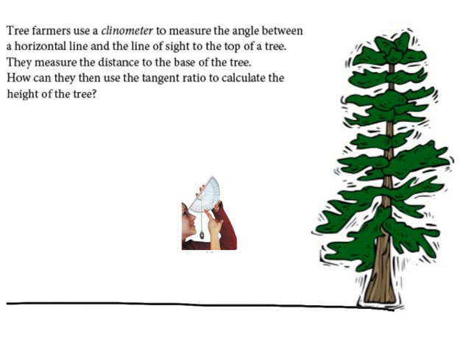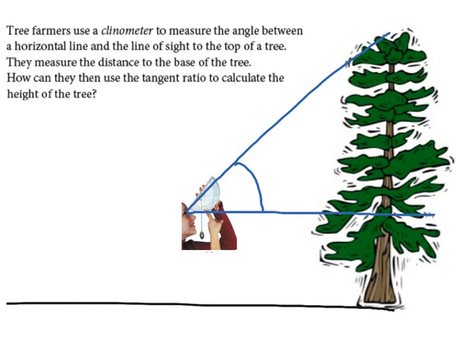So here's the tree, and here is one of your classmates using the clinometer to measure the angle between the horizontal and the top of the tree. What do I mean by this? The angle that this lady is measuring is the angle right here.